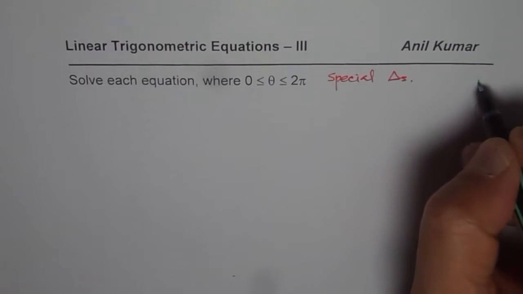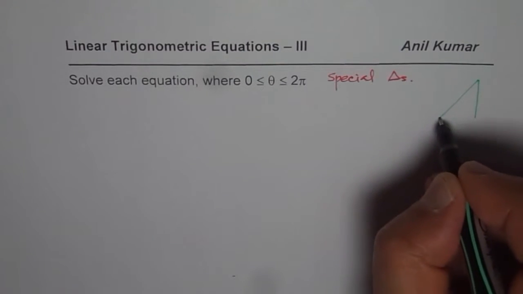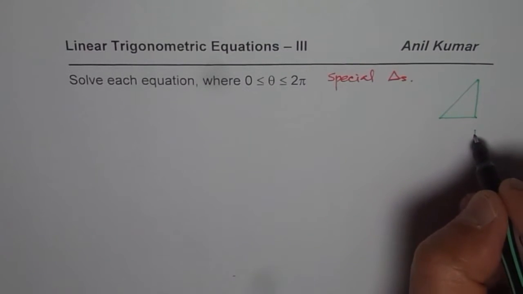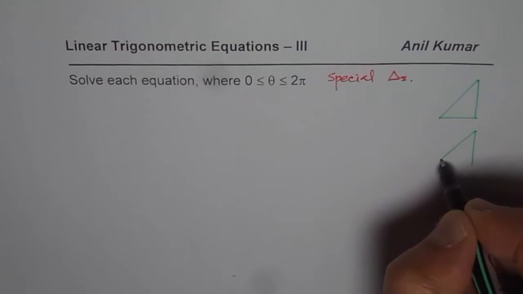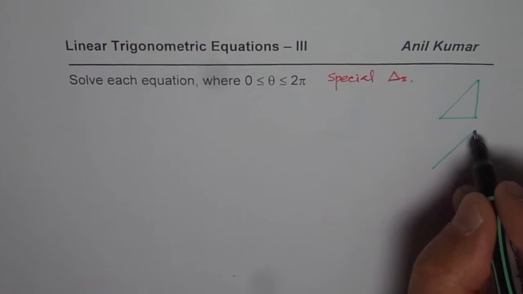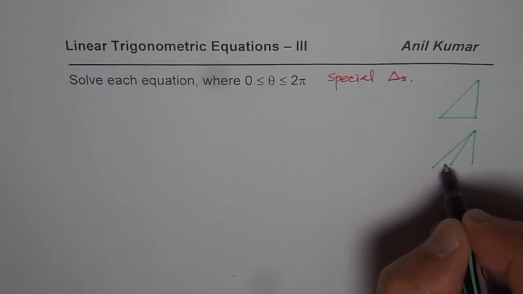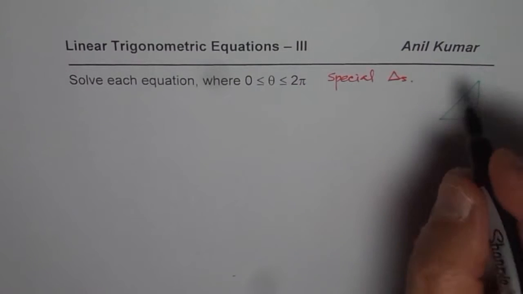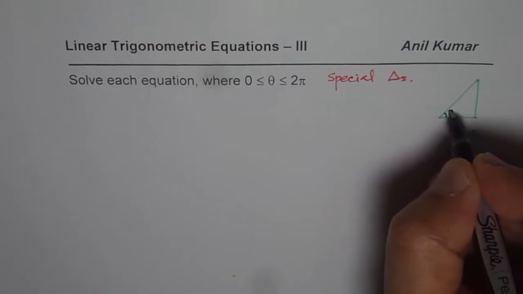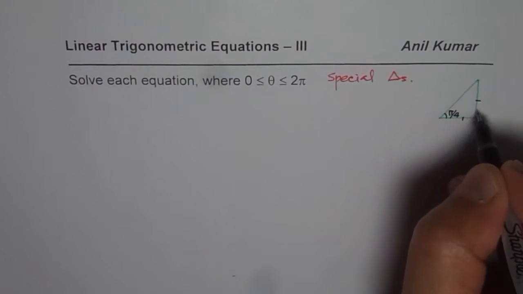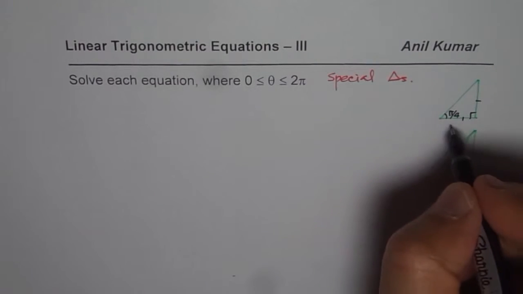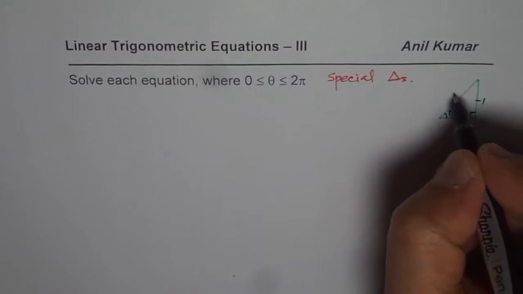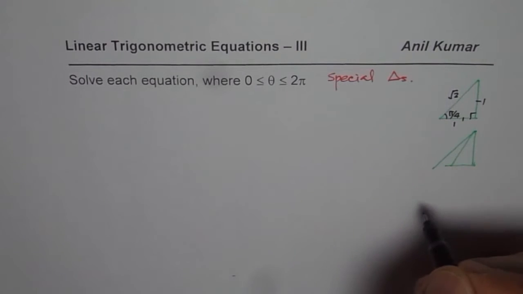One is 45 degrees, 90 degrees, 45 degrees. The other one is 30, 60, 90, which, let me draw like this. It looks more like 30, 60, 90. So in these triangles, this is 45 or pi by 4. These two sides are equal, it is a right triangle. If I consider each side as 1 unit, then the hypotenuse is square root 2.